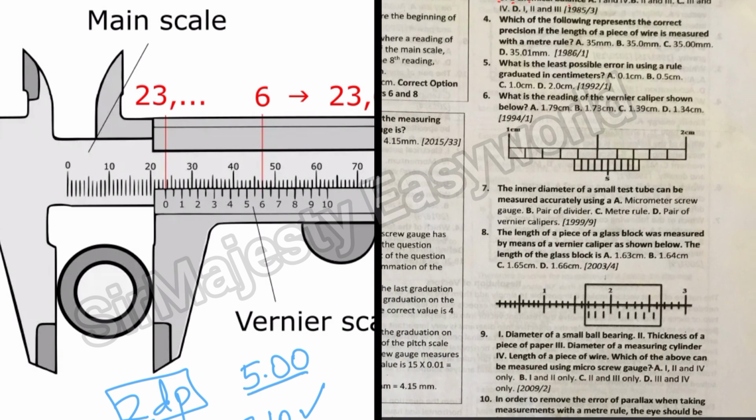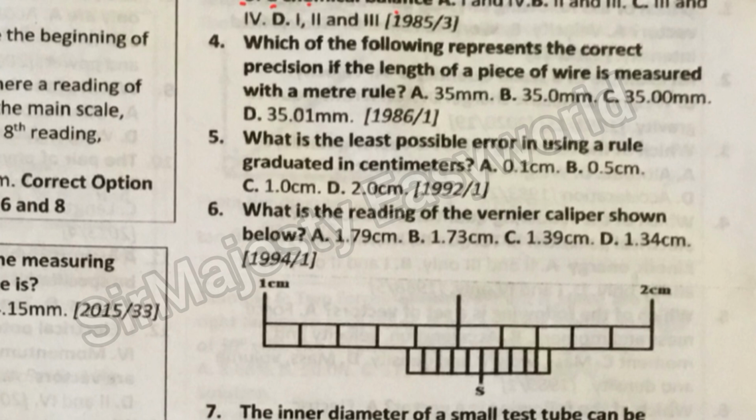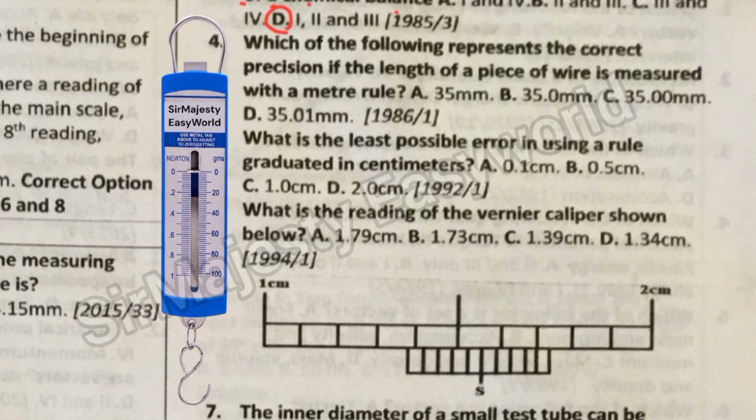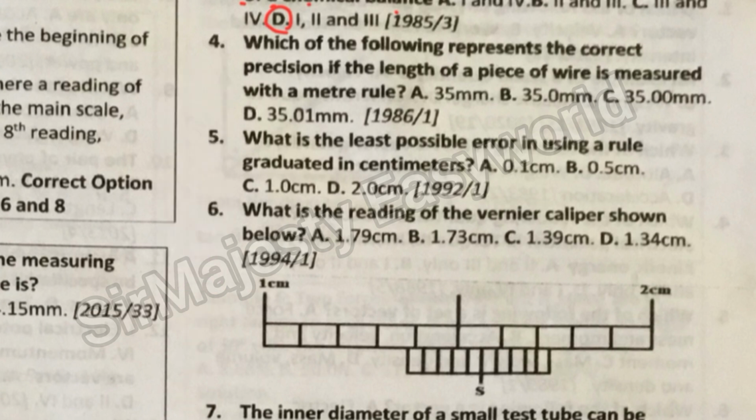So watch this. We have I, II and III as being correct. So that means our D is correct. Remember, spring balance can measure mass. Mass is not affected by gravity. So once gravity changes, mass remains the same. It doesn't matter. It's only weight that's affected. So it's when you're measuring weight that gravity is affected and not mass.